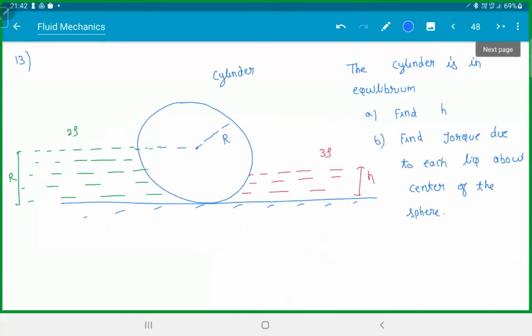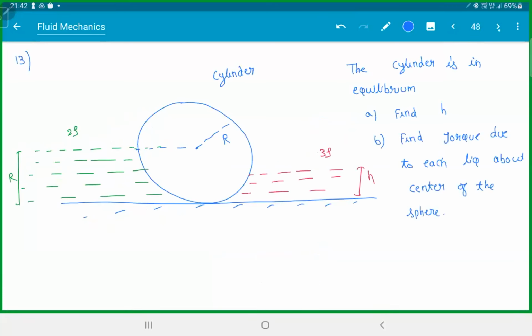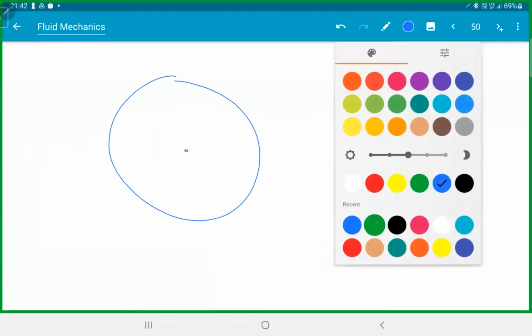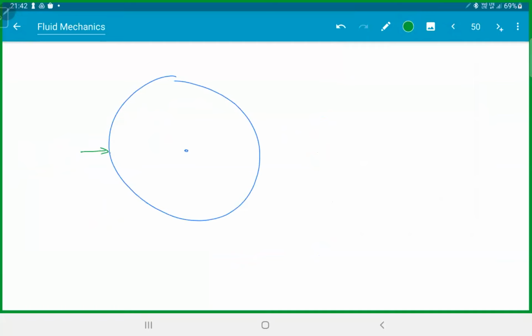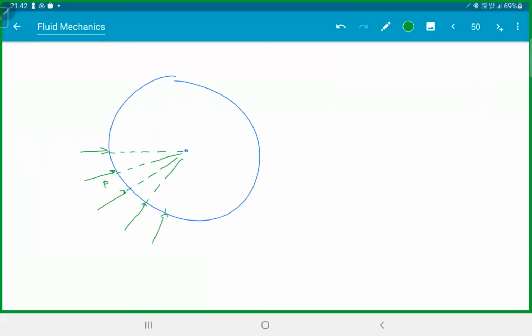Next one. Got it? This is a good one. There's still one more question I asked, to find the torque. How will you do that? That's an interesting one. See, how does the pressure act? The pressure will always act along the normal. So the force will always be passing through the center, no?